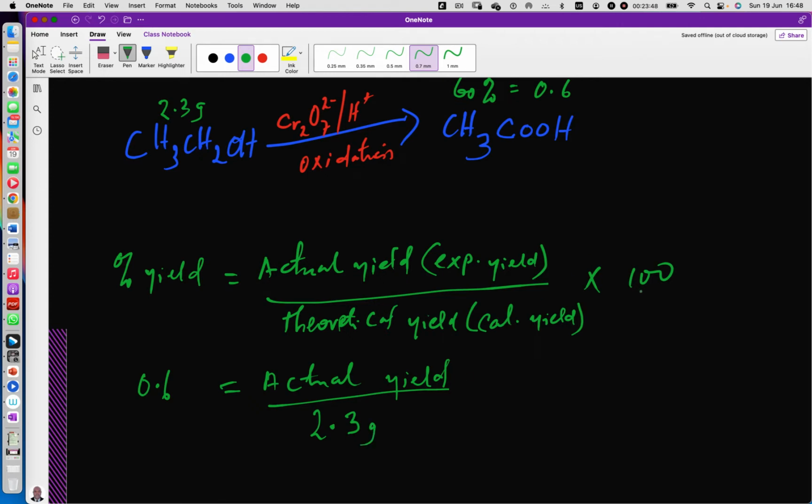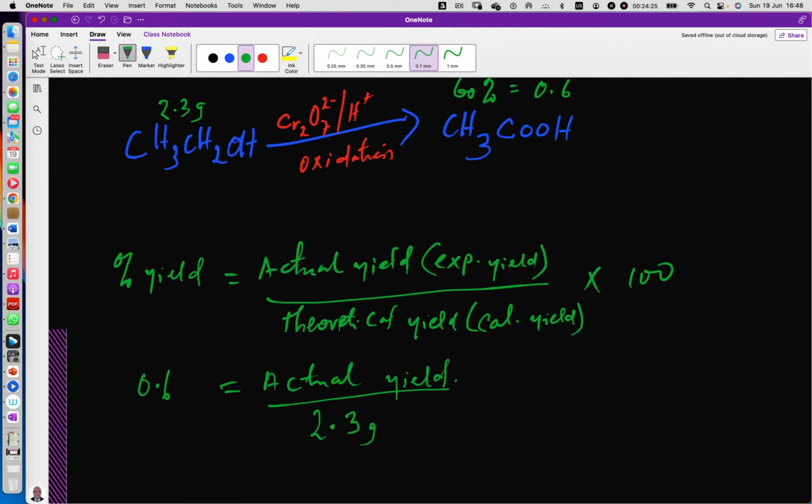Remember that this is the percentage that we have been given. We cannot use it again, because we have already got the percentage. So we will only have 0.6 equals actual yield divided by 2.3. We multiply by 100 only if we want the percentage. Now that the percentage has been given, we don't need 100 again, because we have already divided it by 100. So it is 0.6 equals actual yield all over 2.3.